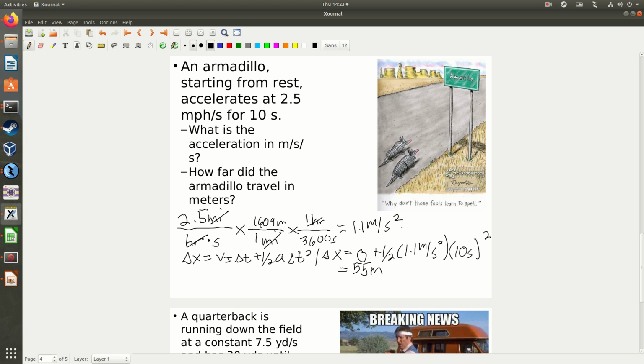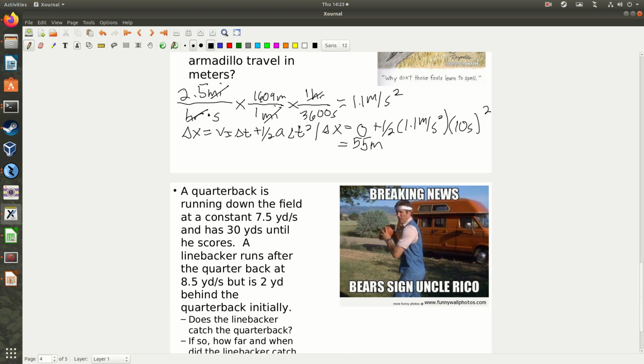55 meters. Actually, no, I think an armadillo could probably pull that off. They are kind of fast sometimes. Alright, so 55 meters. Alright, moving on.